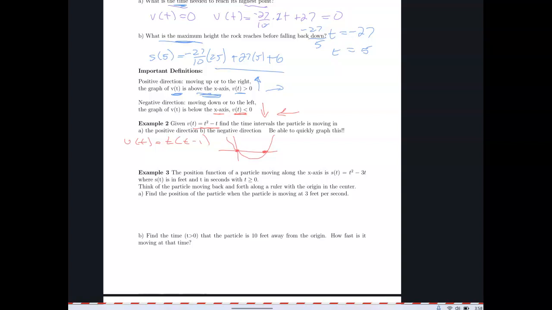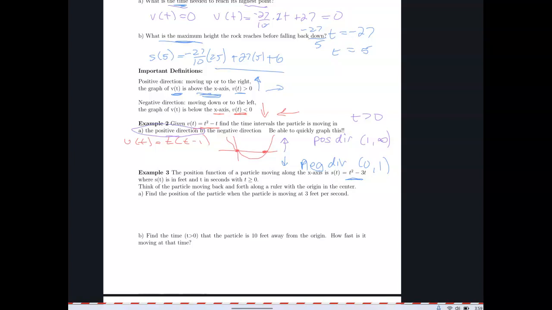So when is it moving in the positive direction? Positive direction would be when the velocity is above the x-axis. And let's just use the t's that are bigger than 0. So t's that are bigger than 0, positive direction would be from 1 to infinity. And then if we're looking for negative direction, that would be below the x-axis, and so that would be between 0 and 1.